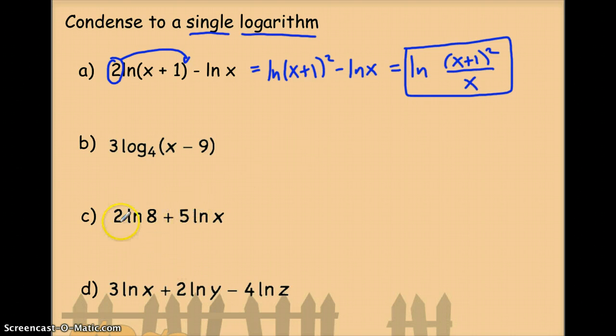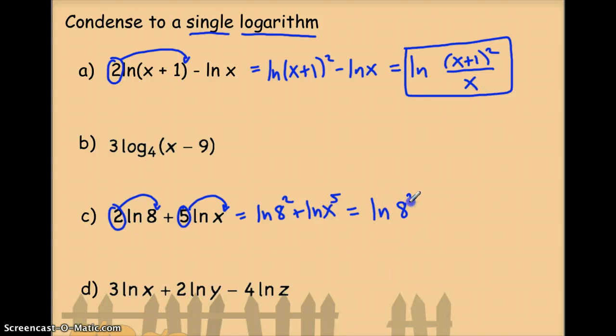Let's do C. I could take the 2 down in front and bring it up as an exponent. I could do the same thing with the 5, bring it up as an exponent. So then I would have natural log of 8 squared plus natural log of x to the 5th. And addition condenses back down into multiplication. So I'd have natural log just written one time, and then I would have an 8 squared times an x to the 5th, which I can then just write as natural log of 64 x to the 5th.